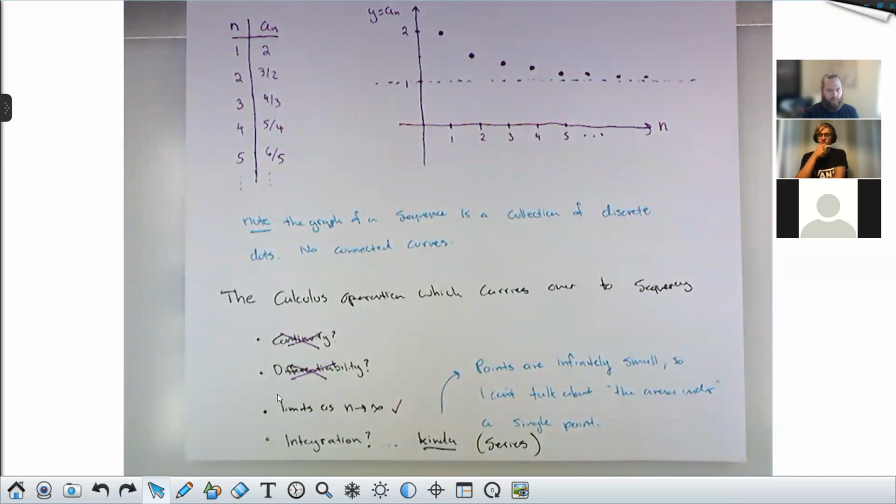Okay, so we said limits as n goes to infinity. That's where we're going to start, right? And we're going to need those to do this stuff. So here, the dots appear to be getting closer and closer to this horizontal line, y equals 1. So I would say that the limit of this sequence is 1, because as n gets bigger and bigger and bigger, the terms of the sequence get closer and closer and closer to 1. Remember, the terms are the outputs here, the y values.